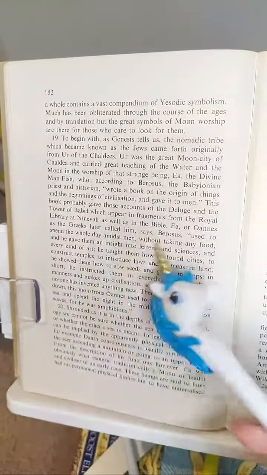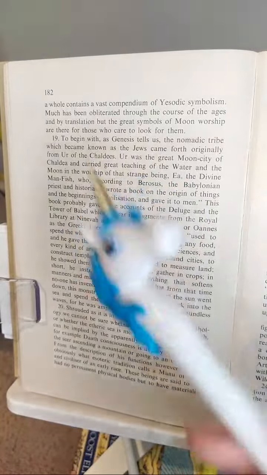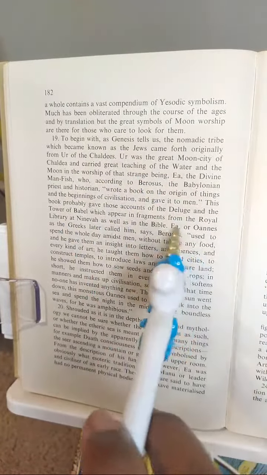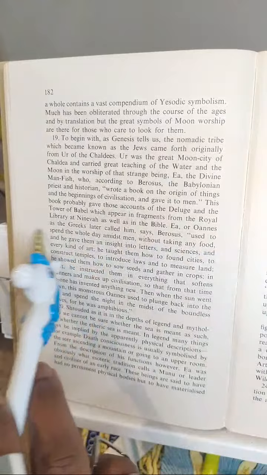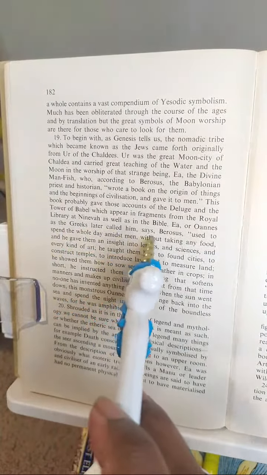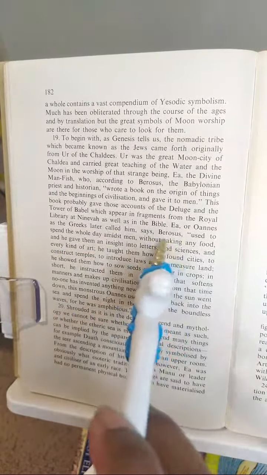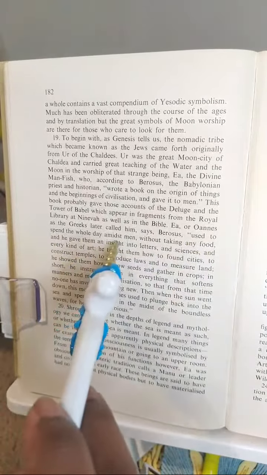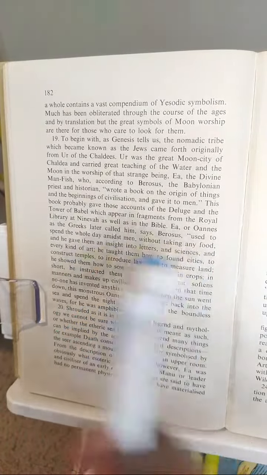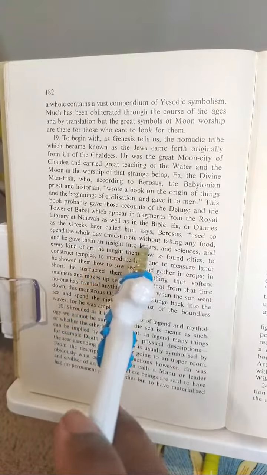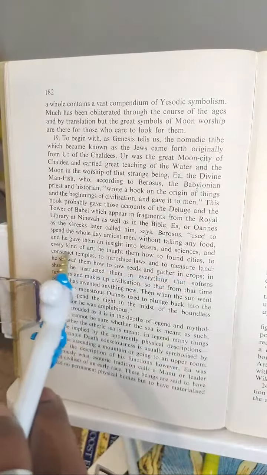Oh yeah, this part's pretty cool. Pretty cool to even just consider this. Pay attention. Check this out. Ea, or Oannes, as the Greeks later call him, says Berosus, used to spend the whole day amidst men, without taking any food, and he gave them an insight into the letters and sciences and every kind of art.